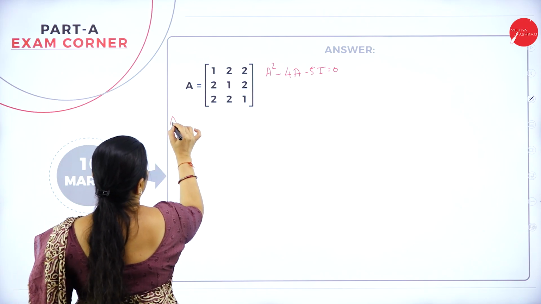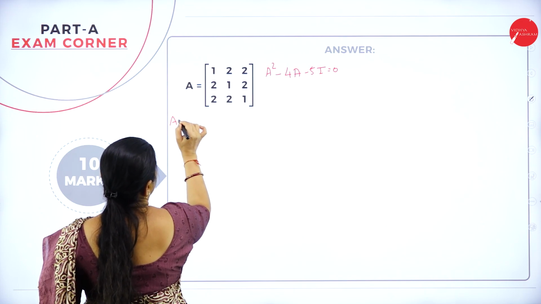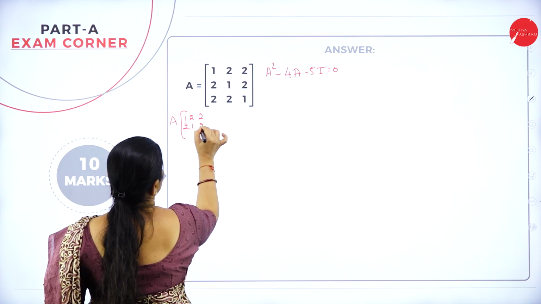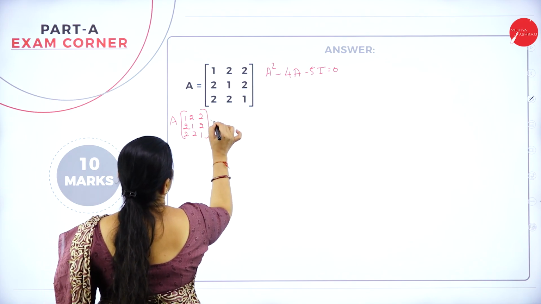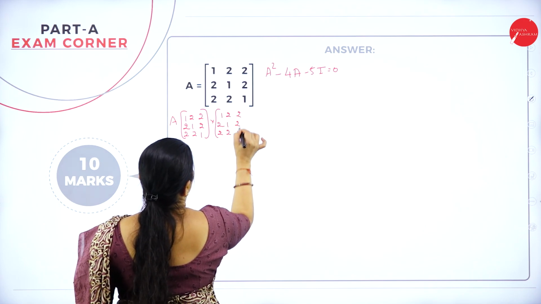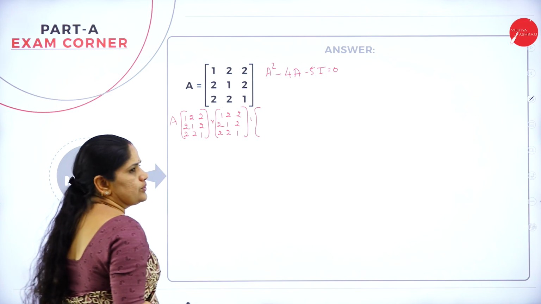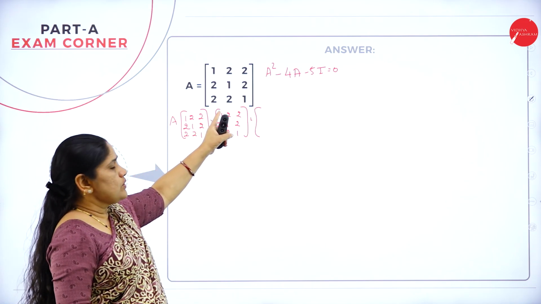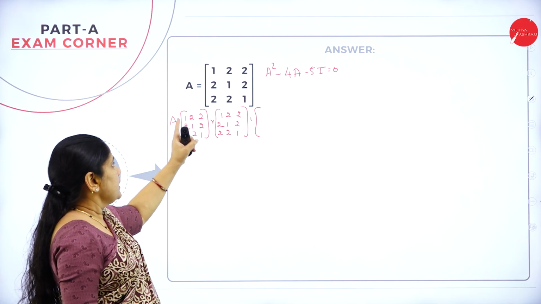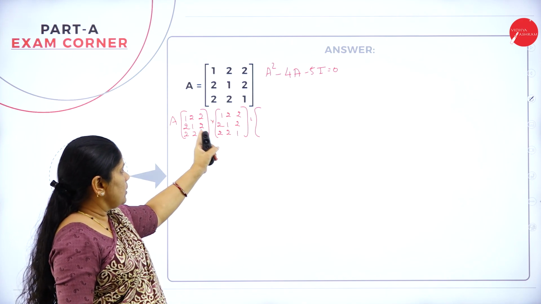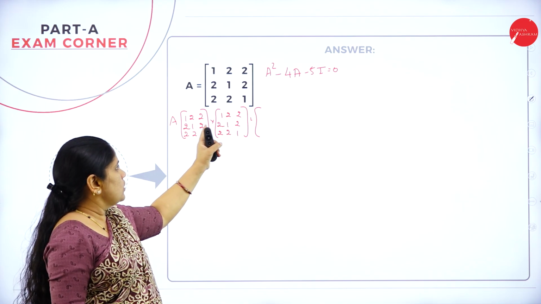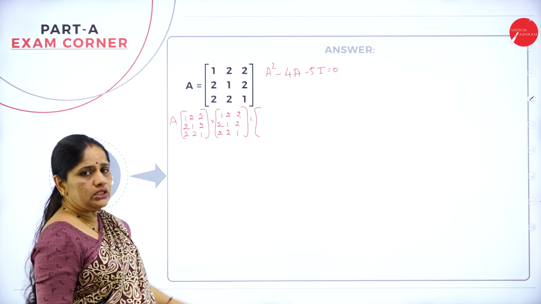Now we find A into A. A, which is 1 2 2, 2 1 2, 2 2 1, into 1 2 2, 2 1 2, 2 2 1. So you multiply the first row into first column, second row into first column, third row into first column. Then again first row into second column, second row into second column, third row into second column. Again first row into third column, second row into third column, third row into third column.